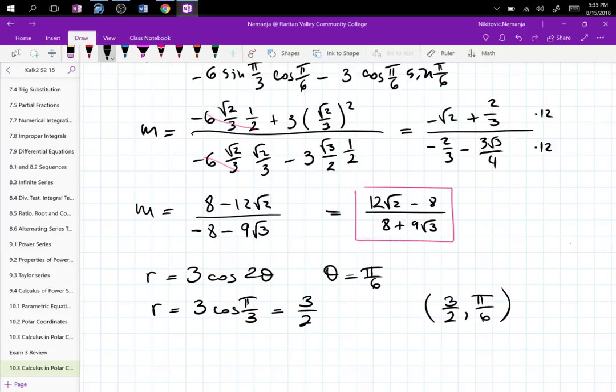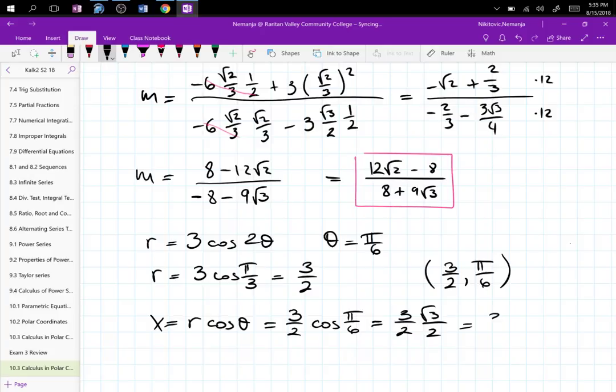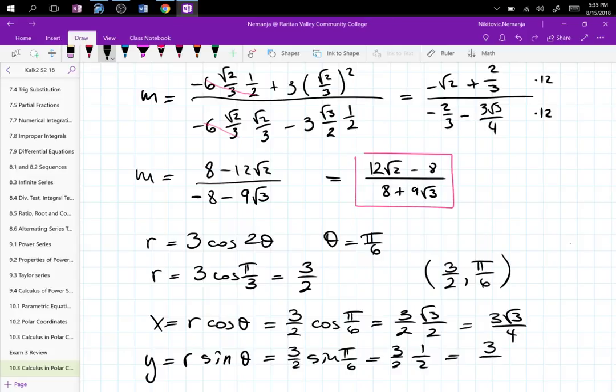So now we have a point, and we need to convert this point to x and y. We know that x is given as r cosine theta. r is 3/2 times cosine of pi over 6, which is 3/2 times root 3 over 2, which is 3 root 3 over 4. And y is r sine theta, which is 3/2 sine pi over 6, which is 3/2 times 1/2, which is 3/4.